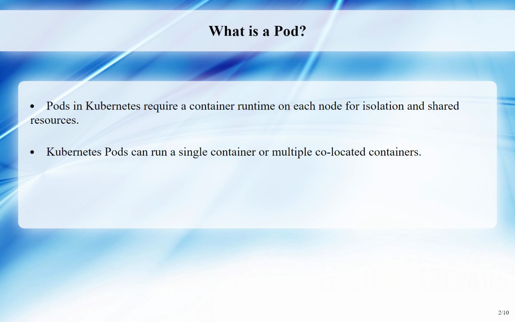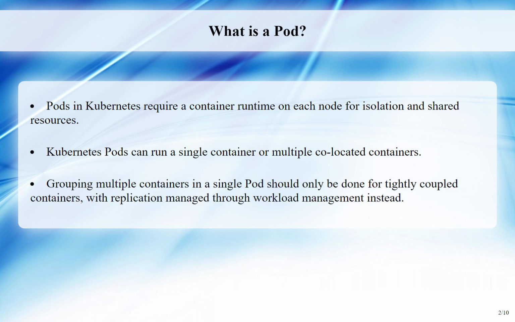Pods in Kubernetes are used in two main ways: running a single container per pod or running multiple co-located containers that need to work together. The latter case is for tightly coupled containers that form a single cohesive unit. This grouping of multiple containers in a single pod is an advanced use case and should only be used when containers are tightly coupled. Replication for resilience or capacity should be managed through workload management rather than running multiple containers within a pod.